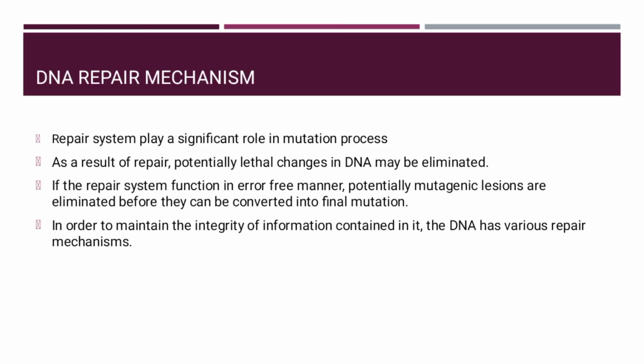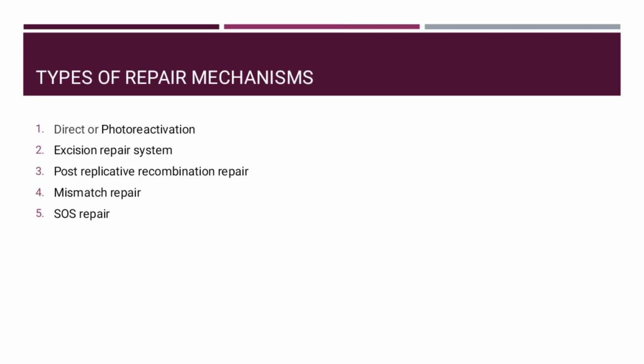DNA repair. The repair system plays a significant role in the mutation process. As a result of repair, potentially lethal changes in DNA may be eliminated. If the repair system functions in an error-free manner, potentially mutagenic lesions are eliminated before they can be converted into final mutations. In order to maintain the integrity of the information contained in it, the DNA has various repair mechanisms.